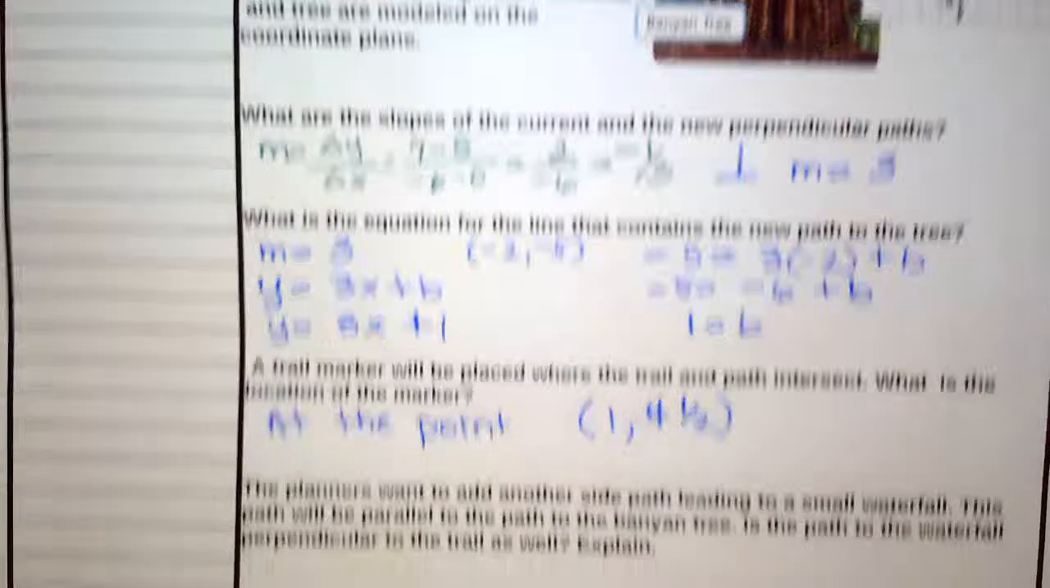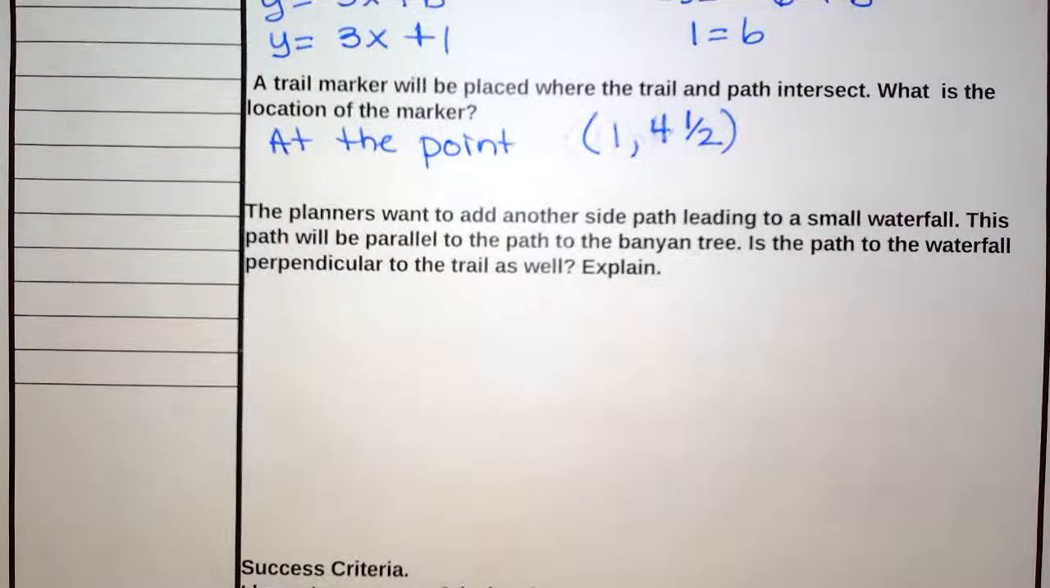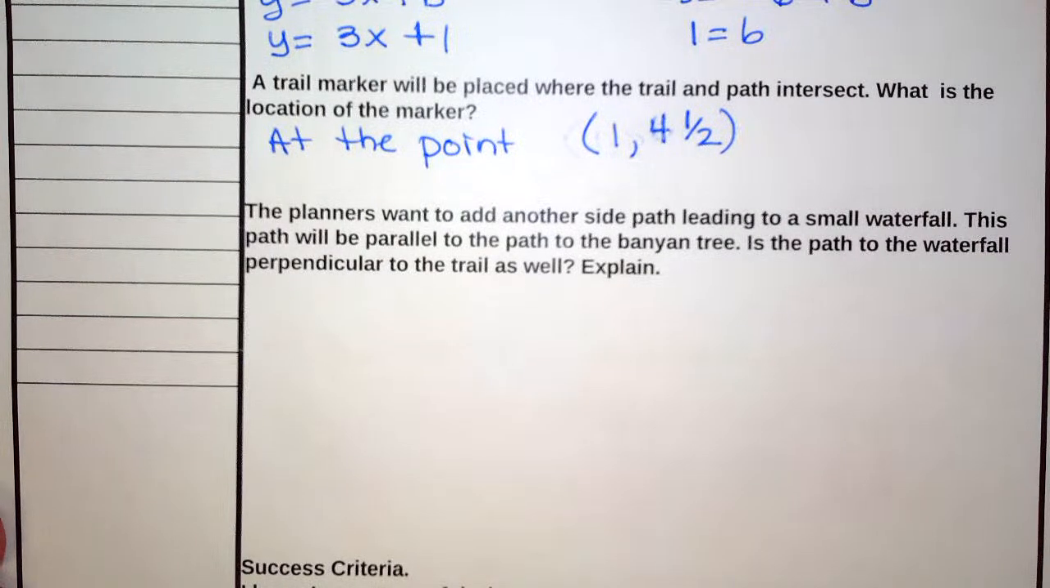So the planners want to add another side path leading to a small waterfall. This path will be parallel to the path of the banyan tree. Is the path to the waterfall perpendicular to the trail as well? Explain. Well, yes, it would be.